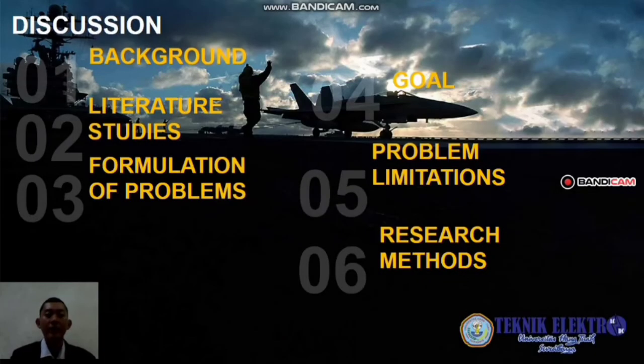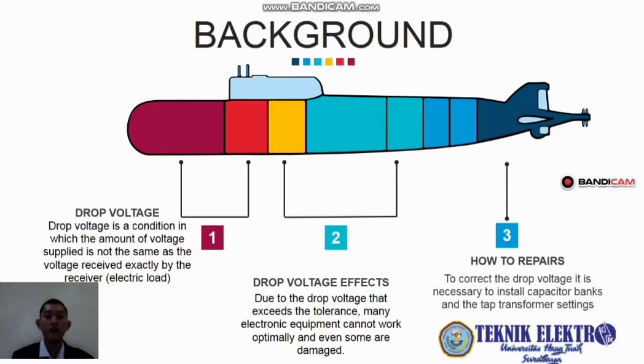In this PowerPoint, I will explain first, the background, second, literature studies, third, formulation of problem, fourth, goal, fifth, problem limitation, and sixth, research method. First, background.